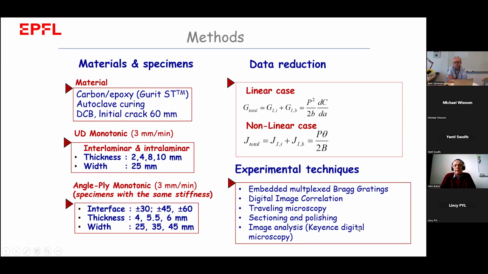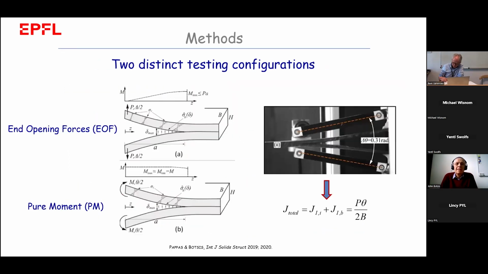The experimental techniques are listed here. What you don't see in this list is the micro CT, which I forgot to add, but we are going to talk about this. As you can see here, we have different thicknesses because one of the objectives was to examine the effects of scale, that is the thickness and also the width. For example, in MD laminates or cross-ply laminates, the geometry plays an important role, as we will see. We have also used two distinct testing configurations, the end opening force and then the pure moment.